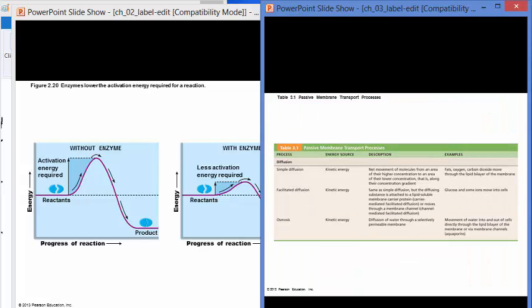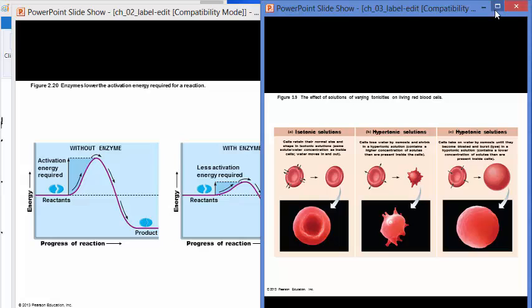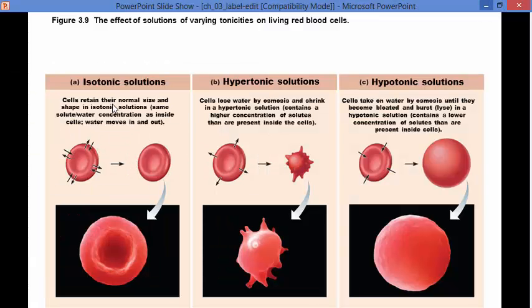So a hypertonic solution. When they talk about tonic, it refers to the amount of solutes within a solution. A hypertonic solution has a high concentration of solutes. And remember, water is a follower. It will follow the solute wherever it goes.